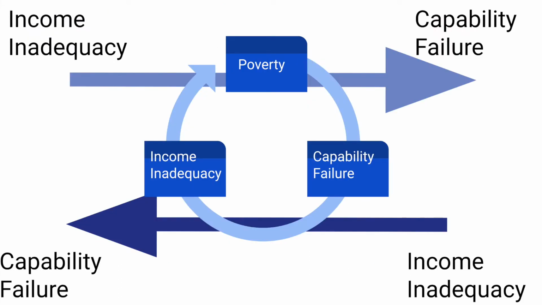We believe that income inadequacy and capability failure is a two-way street. For example, a family with a low income has insufficient economic resources in order to have central capabilities, and people without central capabilities have a hard time creating a sufficient income. It turns into a vicious cycle that makes poverty easy to fall into and almost impossible to get out of.